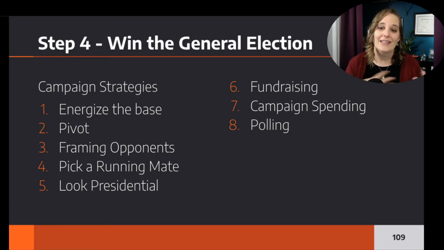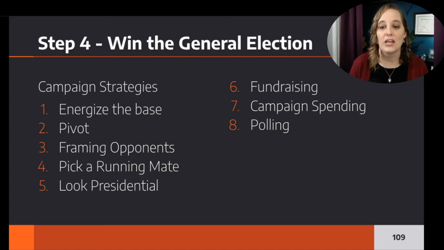Next, a candidate has to pick their running mate. They have to pick the person who is going to be their vice president. Now, the person who is going to be vice president has to be qualified to be president, so it can't be a former president. But they also need to make sure that they are preserving party unity and that they are balancing the ticket. So this means if the candidate themselves is more on the extreme of their party, either farther left or farther right, then they're going to want to pick somebody who is more in the center in order to balance the ticket.